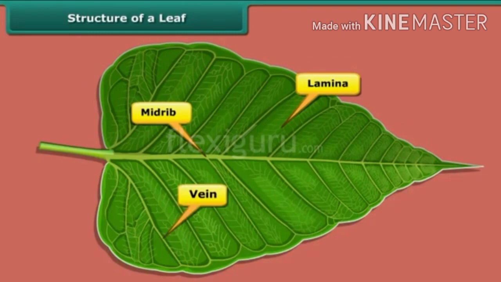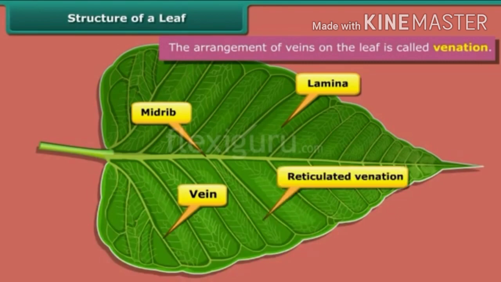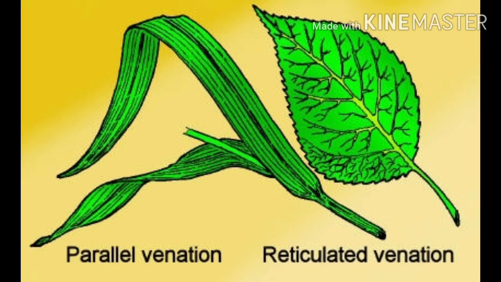The leaf blade has many fine veins forming a network throughout its body. The arrangement of veins in the leaf blade is called venation. Leaves contain a pigment called chlorophyll. This pigment imparts green color to the leaves. Leaves show two types of venation, that is, reticulate venation and parallel venation.